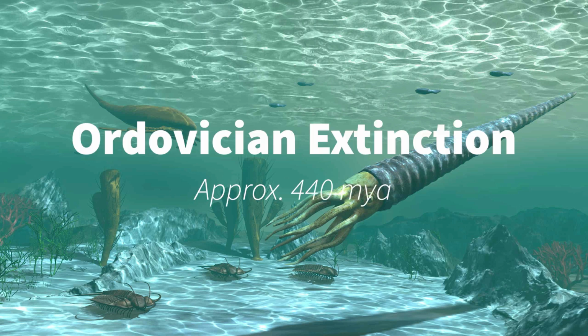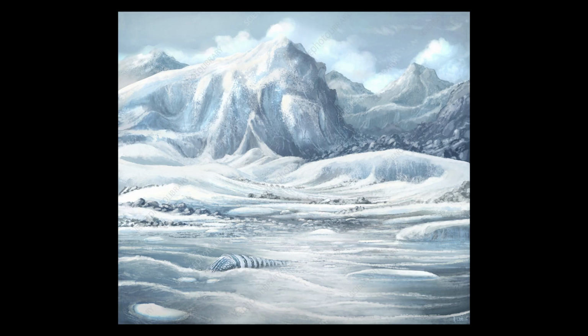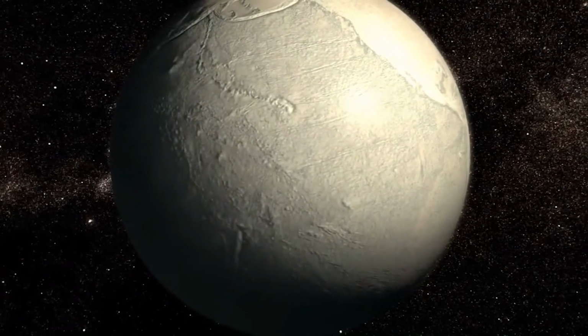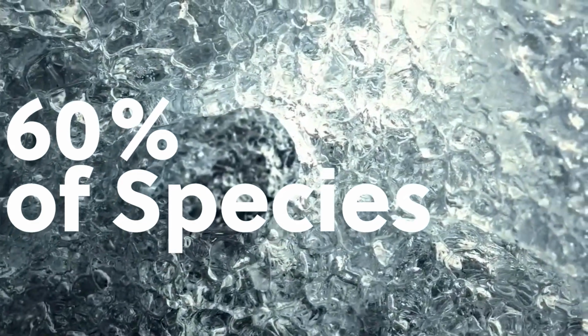Approximately 440 million years ago, the Ordovician extinction saw the extinction of many small marine organisms. As the temperature around Earth started to drastically decrease, the planet's oceans became covered with thick sheets of ice. Ultimately, this late Ordovician glaciation resulted in upwards of 60% of the Earth's species disappearing.